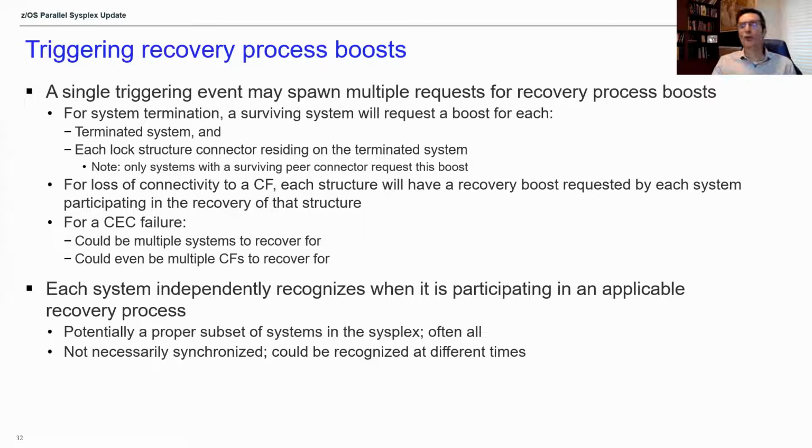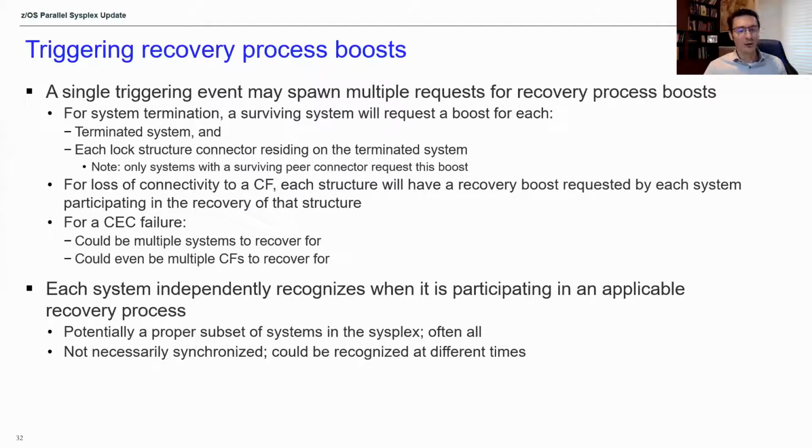So now let's just talk a little bit. We've talked about the 4 types of actions in Sysplex recovery that get boosts. So now let's just quickly talk about triggering events that may spawn these multiple requests. So for a system termination, a surviving system will request a boost for each terminated system and each lock structure connector residing on the terminated system.